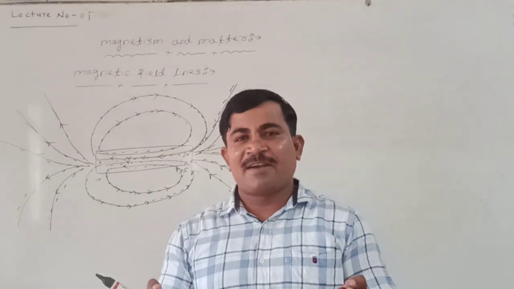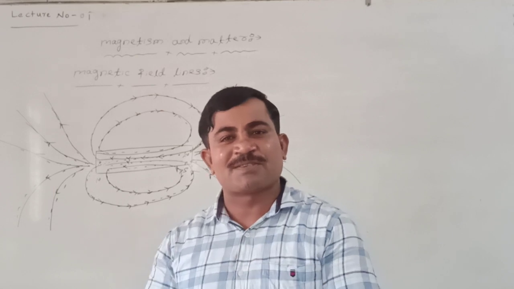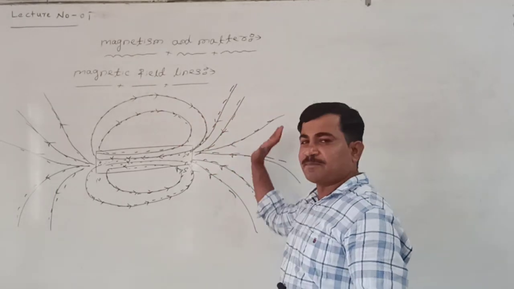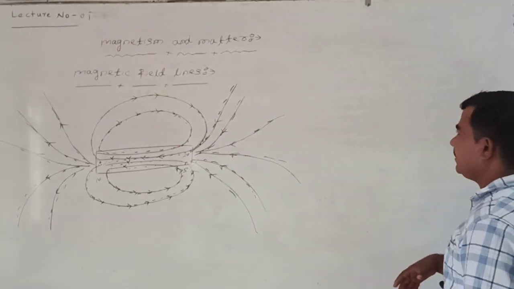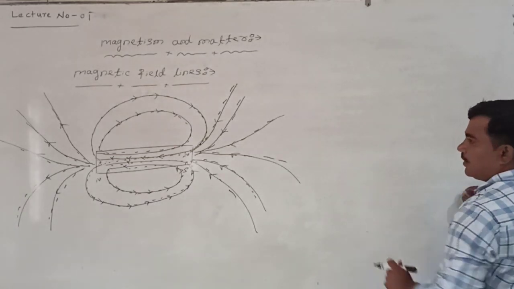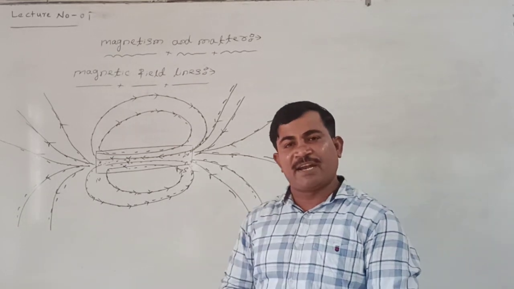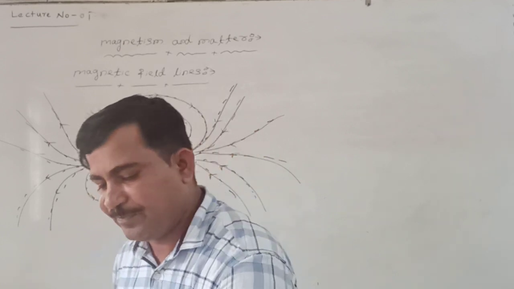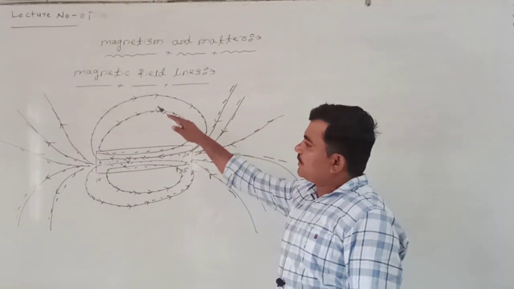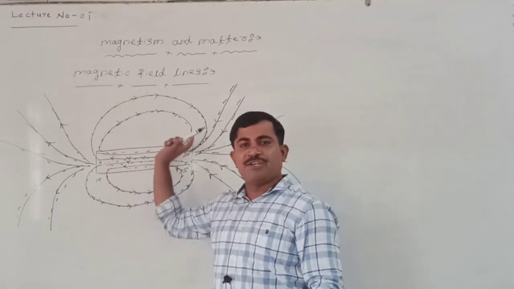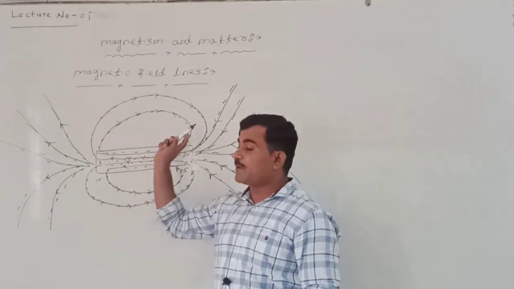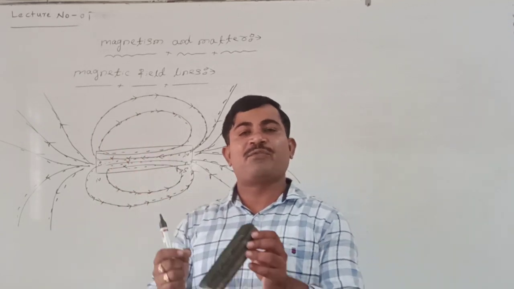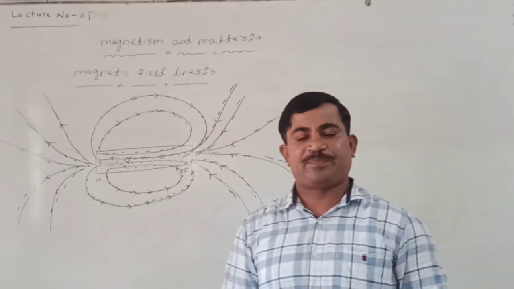Around a given magnet, if you spread out small pieces of iron, they will arrange in a definite pattern. Shall I draw one more figure here? Once again, shall I draw how the magnetic field lines exist around a given magnet? Look at me. If small pieces of iron are spread out, they will arrange like this around a given magnet. These represent the magnetic field lines of the given magnet.